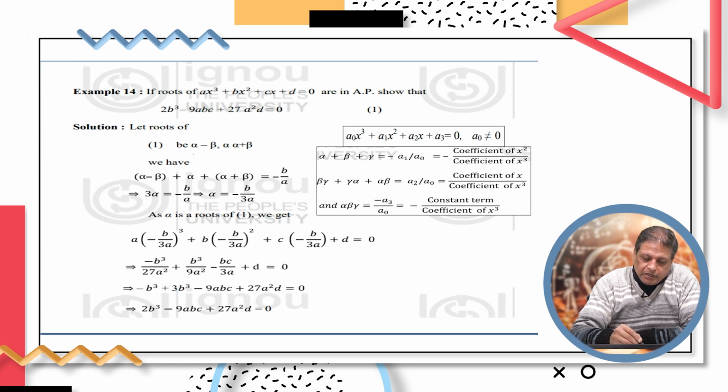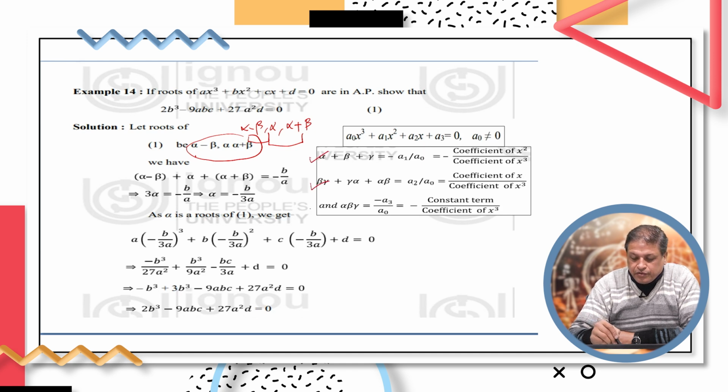So, alpha minus beta, alpha and alpha plus beta are maintaining a common difference of beta. So, that means the roots alpha minus beta, alpha and alpha plus beta are in arithmetic progression, and we follow these identities, which we had already discussed, for the roots of the cubic equation a naught x cube plus a1 x square plus a2 x plus a3 is equal to 0, where a naught is not equal to 0. Then these 3 identities are followed.